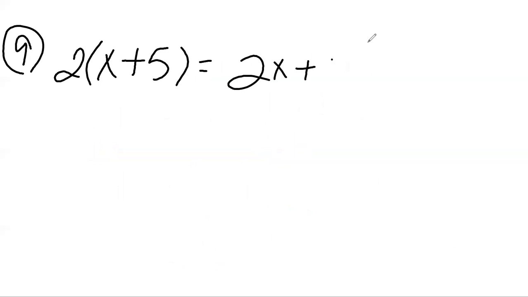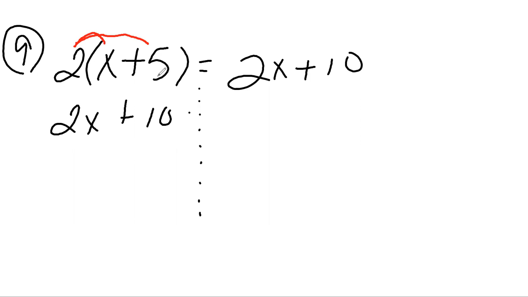So I have 2 times x plus 5 equals 2x plus 10. So let's look at this one. I have parentheses, which means I need to do the distributive property. 2 times x and 2 times 5. So here what I've got is 2x. 2 times x is 2x. 2 times 5 is 10, so plus 10 equals 2x plus 10.